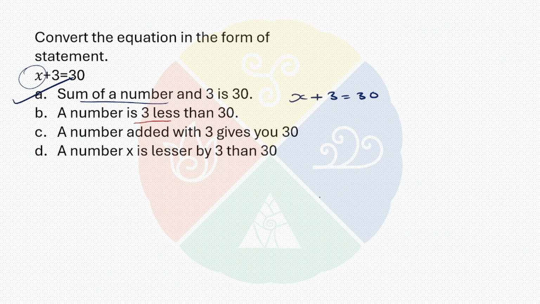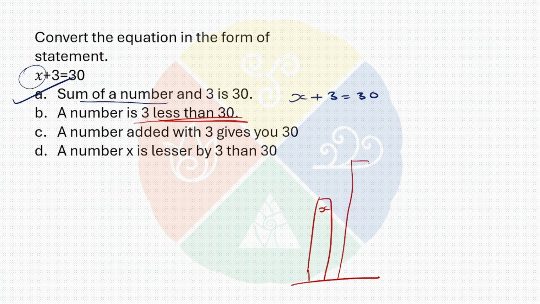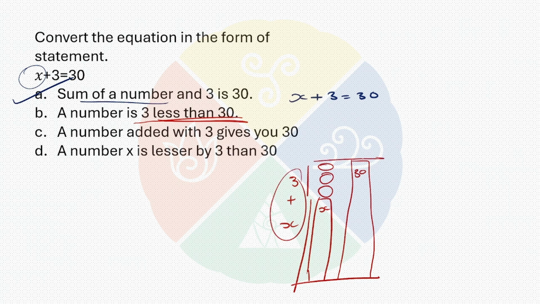What does that mean? There is some random number. I don't know what that number is. I'll call it Mr. X. It is less than 30, so 30 is bigger. It is less than 30 by 3. So to this x, if I add another 3, x plus 3, it will be equal to 30. So x plus 3 is equal to 30. Interestingly, B is also correct.